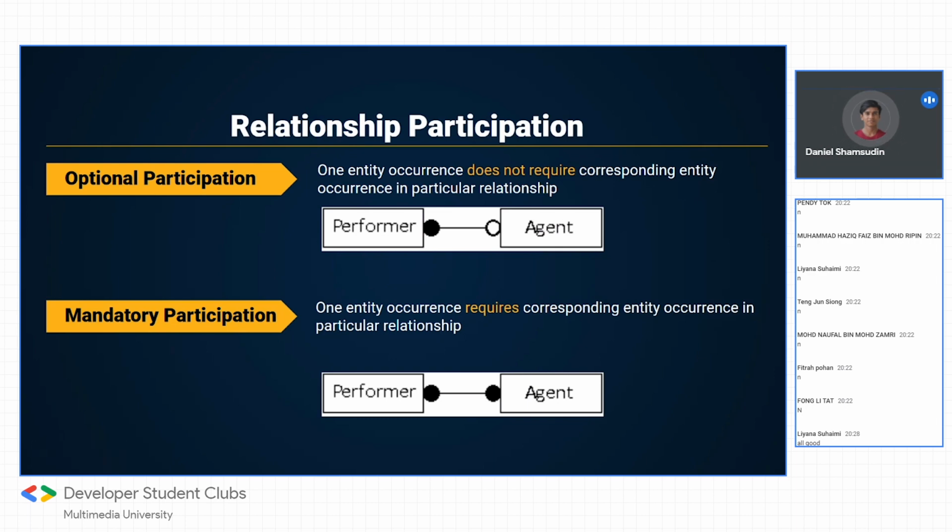So the agent cannot make any other bookings other than those bookings that involve a performer. So those are the differences between optional and mandatory participation. But as I said, it all depends on your business rule or how you want to design your database, what kind of database you are creating, and the purpose of why you are creating it.